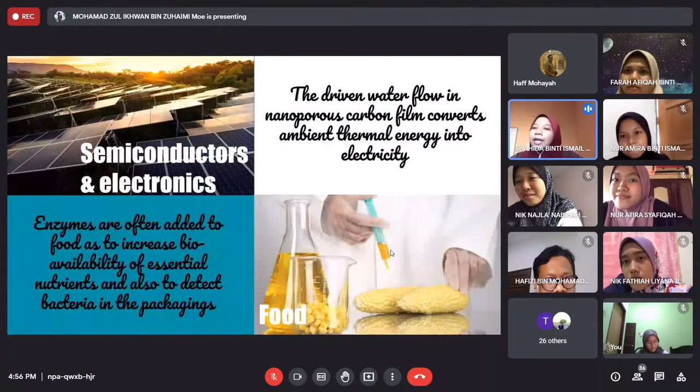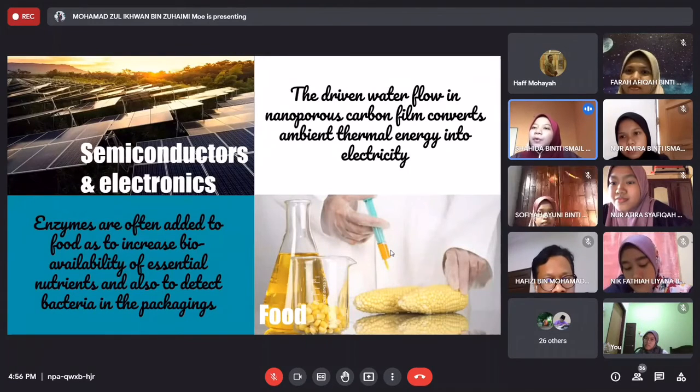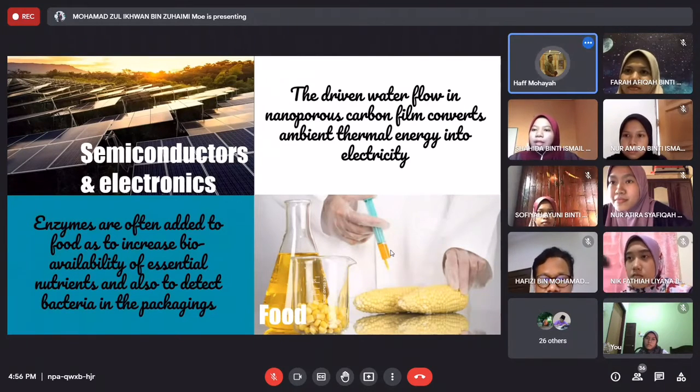In the semiconductors and electronics industry, the driven water flow in nanoporous carbon film converts ambient thermal energy into electricity. What is ambient thermal energy?